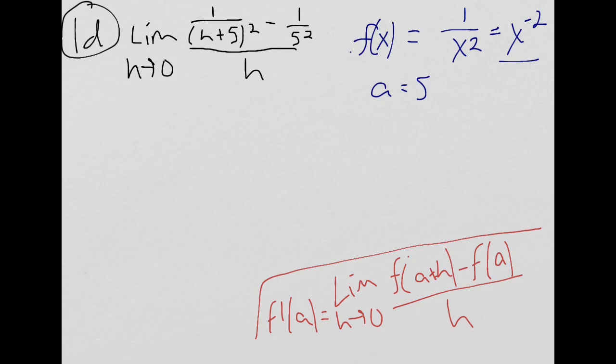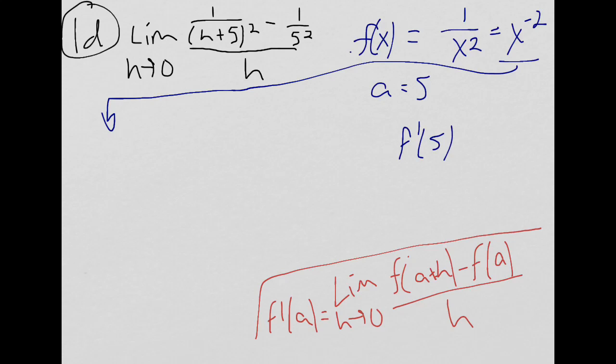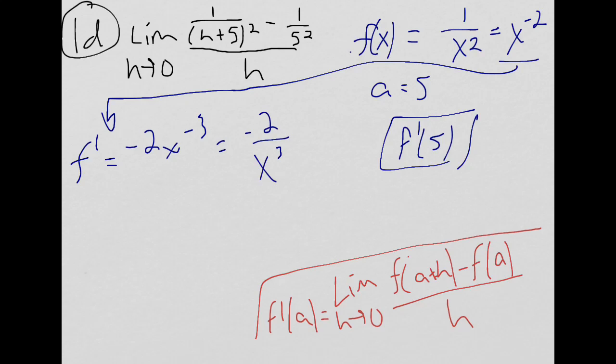So now I'm going to take this guy, find its derivative, and what this limit is asking me to do is find f prime of 5. So that's what I'm looking for, because that's what it says this limit is equal to, f prime of a, where a is 5. So I find f prime, I derive this thing, I get f prime of x equals negative 2x to the negative 3, which I'm going to write as negative 2 over x cubed.